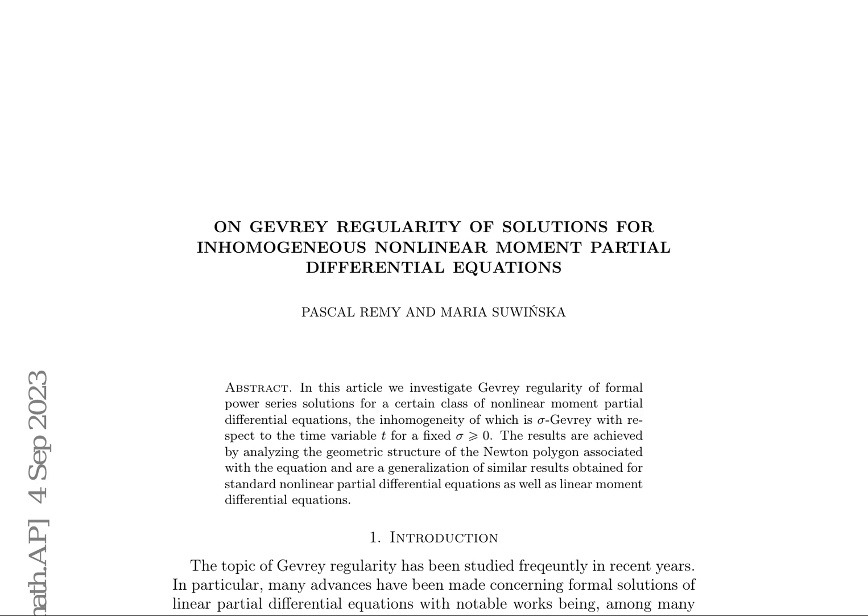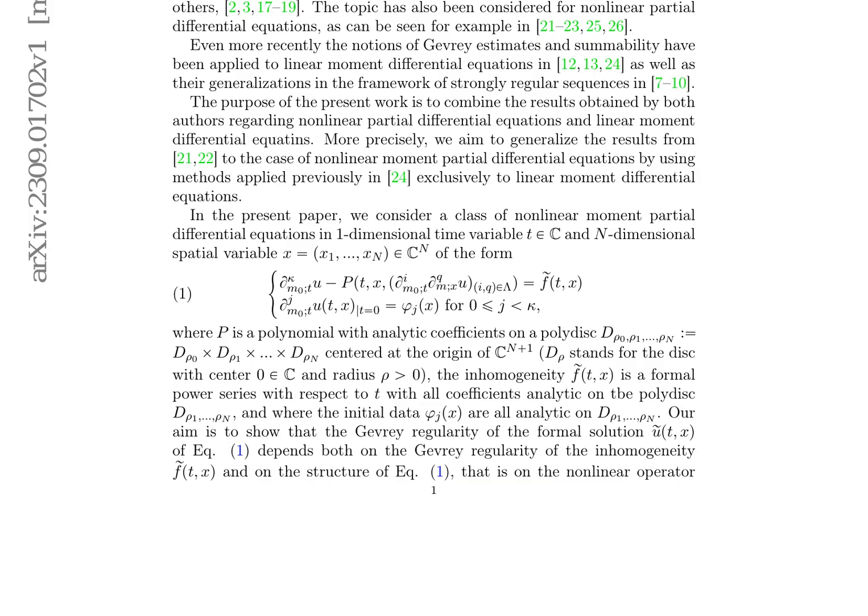The inhomogeneity f(t, x) is a formal power series with respect to t, and the initial data phi j(x) are analytic on D(rho 1, ..., rho n). The authors demonstrate that the Gevrey regularity of the formal solution u(t, x) of equation 1 depends on both the Gevrey regularity of the inhomogeneity f(t, x) and the structure of the equation itself, defined by the nonlinear operator b kappa, m0, 2.